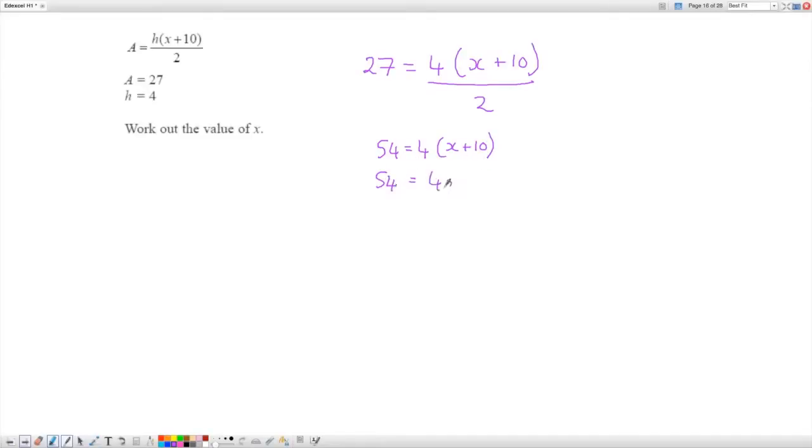54 equals 4x plus 40. Finding our x on its own, subtract 40 from both sides. We have 14 equals 4x. We don't want to know what 4x is, we want to know what 1x is. So dividing through, 14 divided by 4 is the same as 7 over 2. Half of 7 is equal to 3.5. So our value here for x is 3.5.